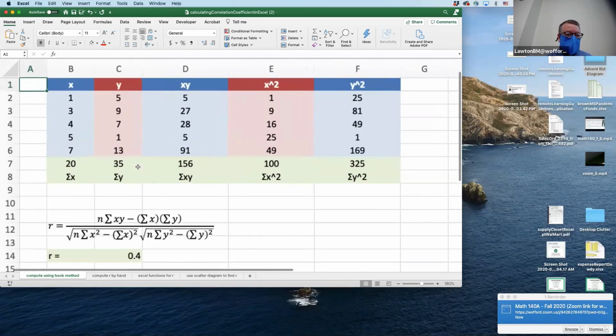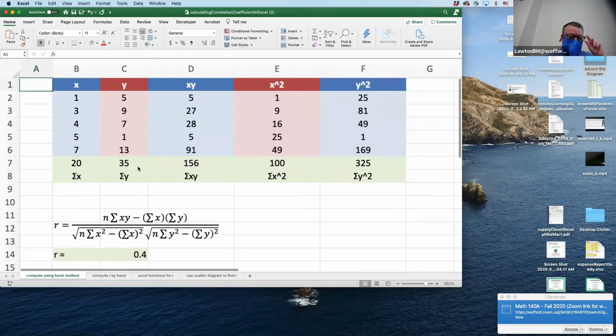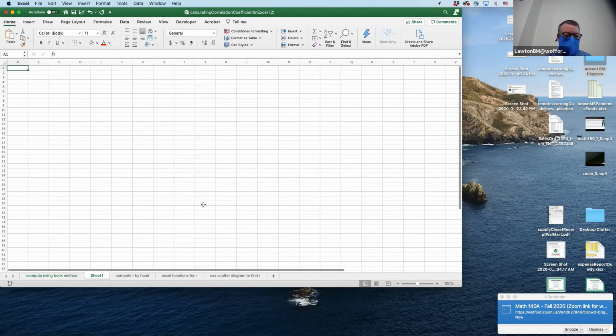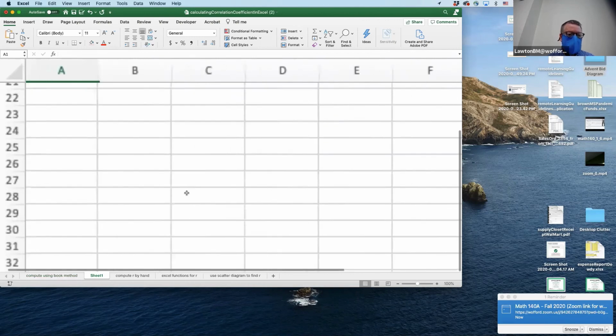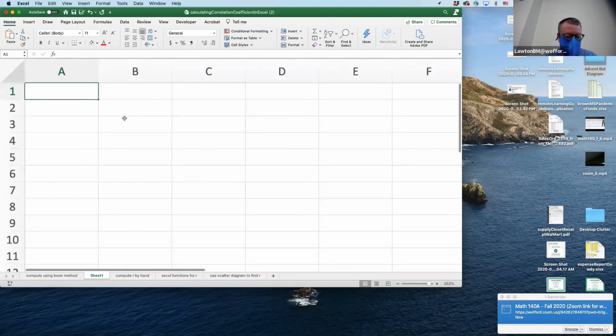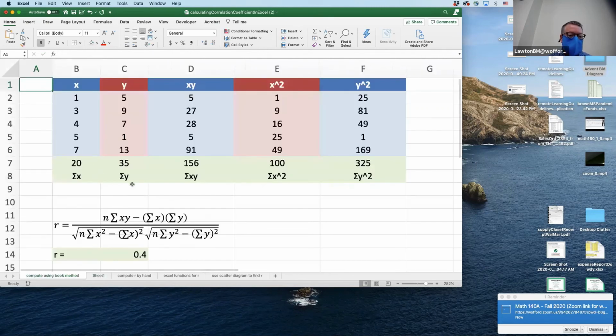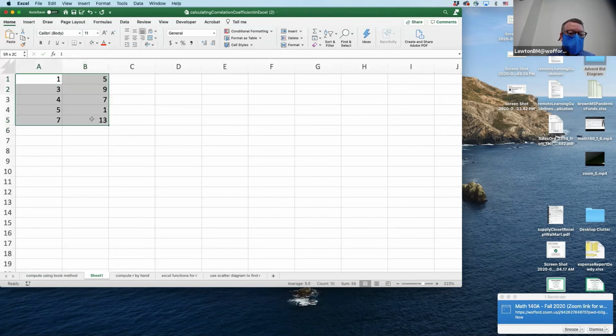We have a set of simple points, and I have the simple points 1, 3, 4, 5, 7. Okay, I want to go over to the side. So I'm making a new worksheet, and I've got 1, 3, 4, 5, 7. Actually I have two sets of numbers. 1, 3, 4, 5, 7 are the X's, and 5, 9, 7, 1, 13 are my Y's. Last time we worked with the Pearson's fathers and sons.